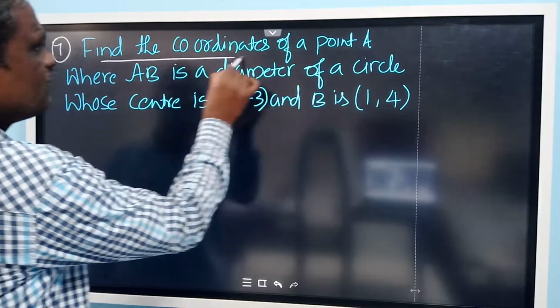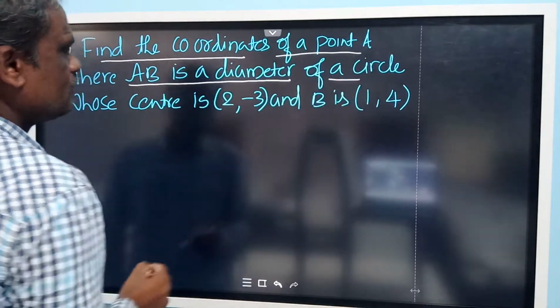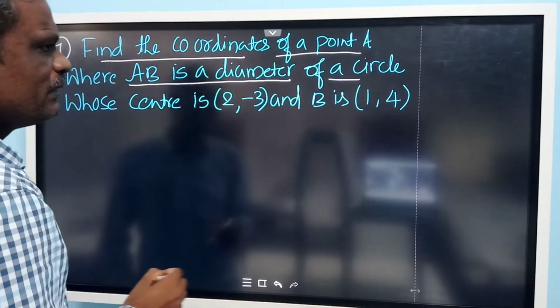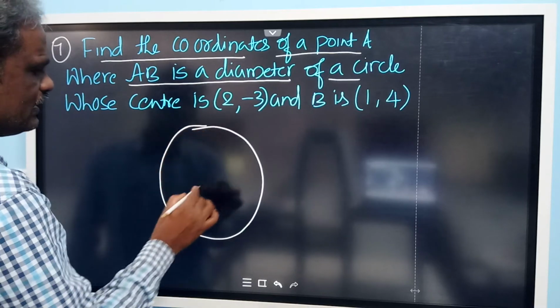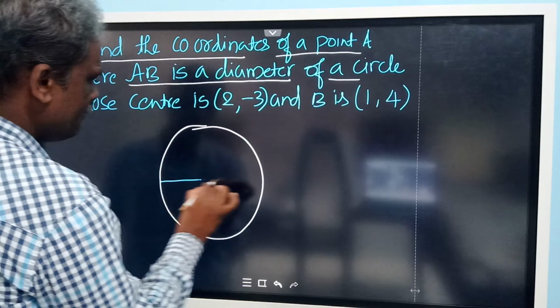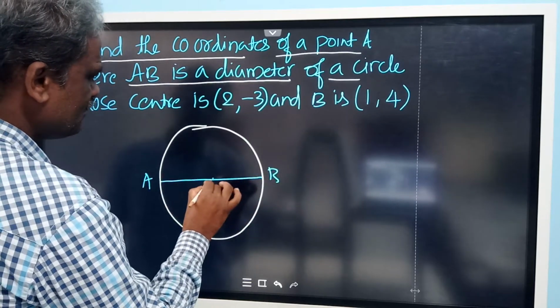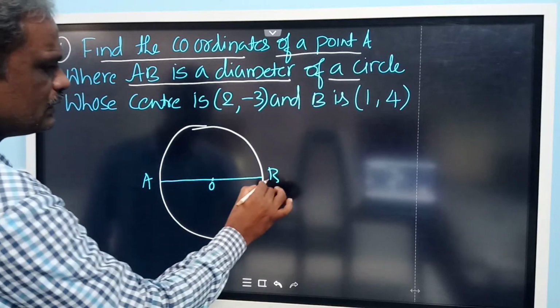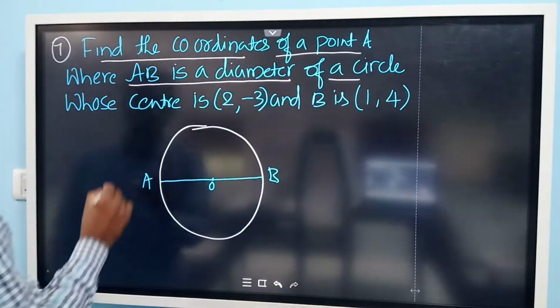Look at this question now, all of you. Find the coordinates of the point A where AB is the diameter of a circle whose center is (2, -3) and B is (1, 4). Suppose I draw a circle. Assume this is a circle, and let me draw the diameter here. AB is the diameter passing through the center O, and you have to find the coordinates of the point A.